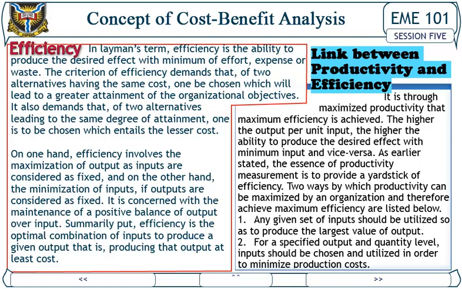Two ways by which productivity can be measured by an organization, and therefore achieve maximum efficiency, are listed below. Any given set of inputs should be utilized so as to produce the largest value of output. For a specific output and quantity level, inputs should be chosen and utilized in order to minimize production costs.